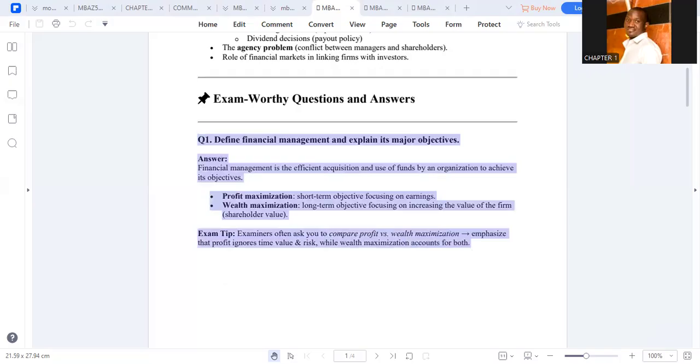Is there a difference between the two? Profit and wealth maximization, according to you? Do you see any difference between profit and wealth maximization?